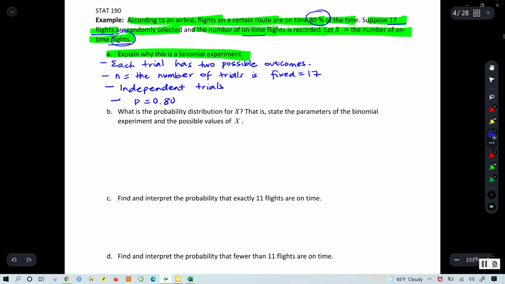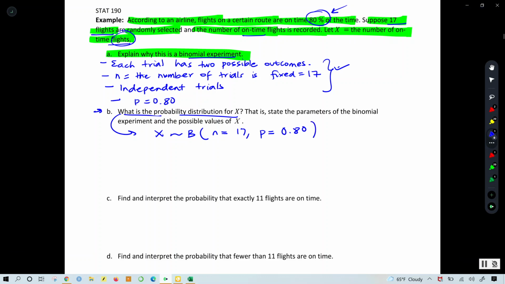P equals 0.80, and this is true for each and every flight based on historical evidence. So in this sense, since all these conditions are met, this is a binomial experiment. Question B, what is the probability distribution of X? X, in this case, definitely has the binomial distribution with n equals 17, and the probability of success is 0.80. These are the parameters of the binomial distribution that X, the number of flights that are on time, has.